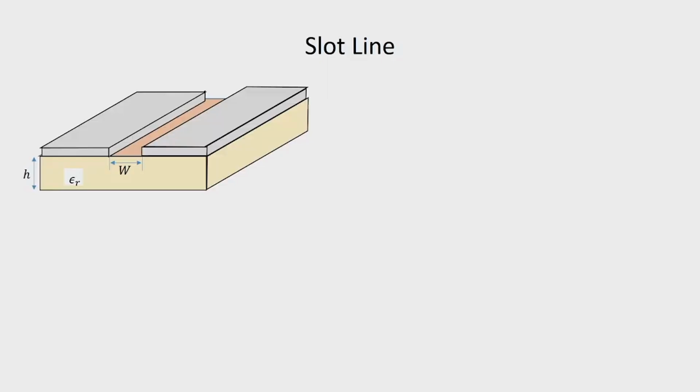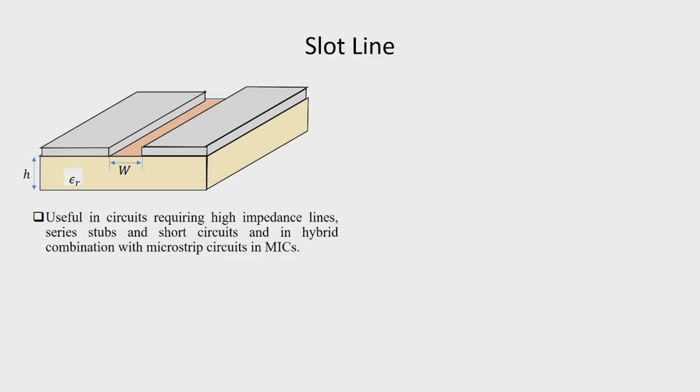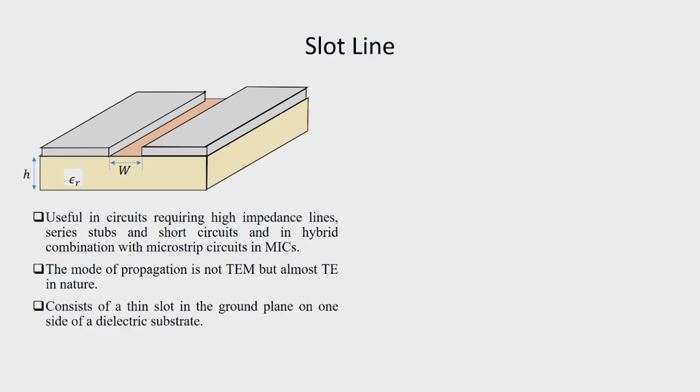Another form of transmission line is the slot line. It is a useful circuit when high impedance is required and the mode of propagation is closer to transverse electric or TE rather than TM mode, and it consists of a thin slot on the ground plane on one side of a dielectric substrate. So, we have a dielectric substrate, we have a ground plane and a thin slot being cut.